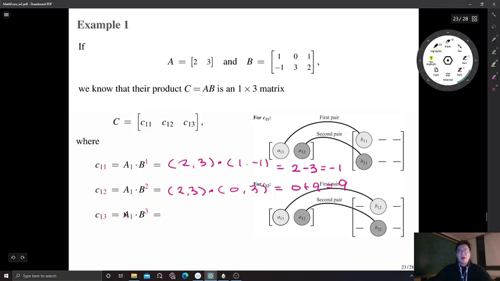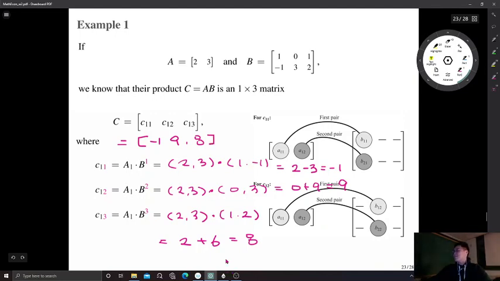Okay, and for the last entry, C sub 1, 3, that's going to be the dot product of the first row vector of matrix A, because matrix A has only one row vector. So (2, 3) dot the third column vector of matrix B, so (1, 2). Okay, the last column vector of matrix B. So this is 2 plus 6, so that's going to be 8. All right, so the product is going to be (negative 1, 9, 8).